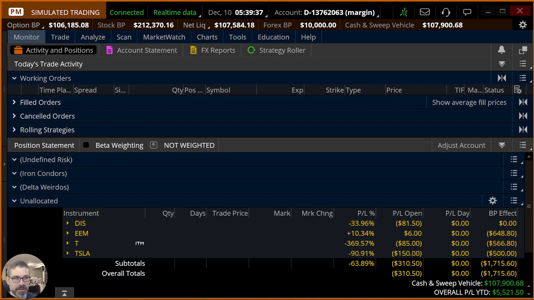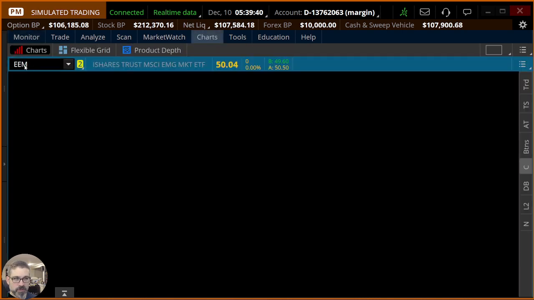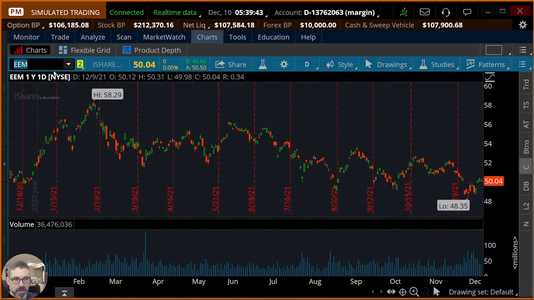So let's go ahead and take a look at this trade as it was sent to us. We're going to pull up the charts real fast. EEM was the last trade we did. I think I missed yesterday's trade.